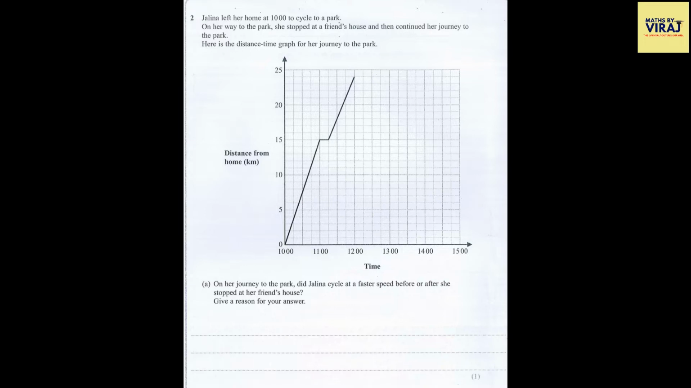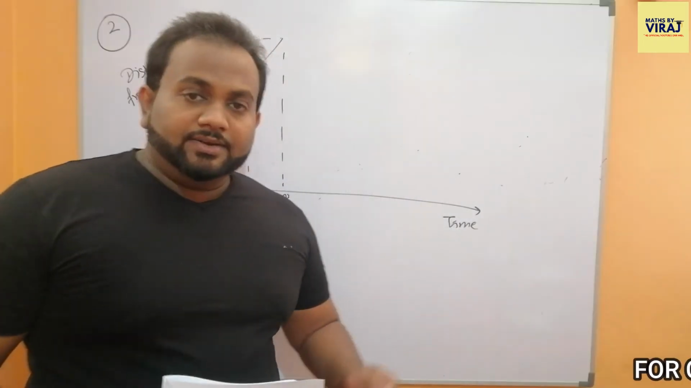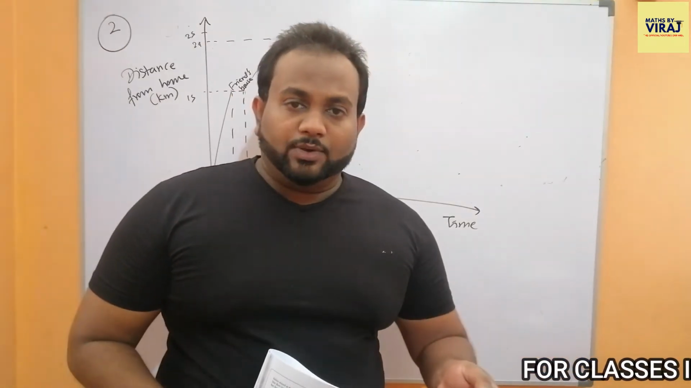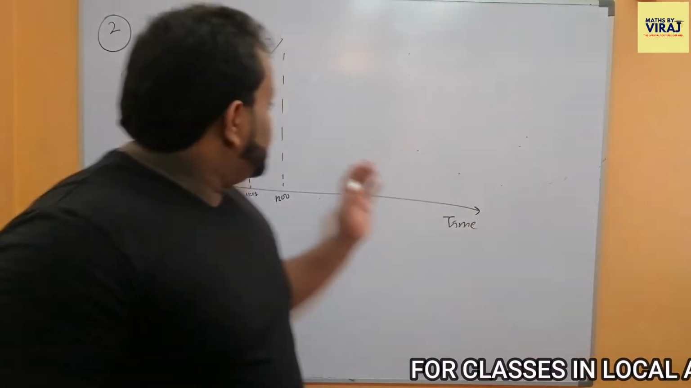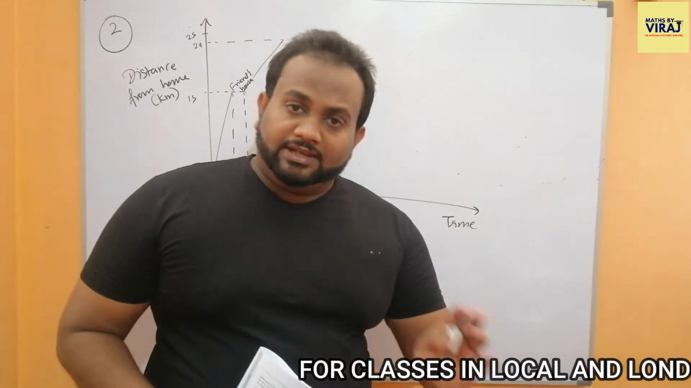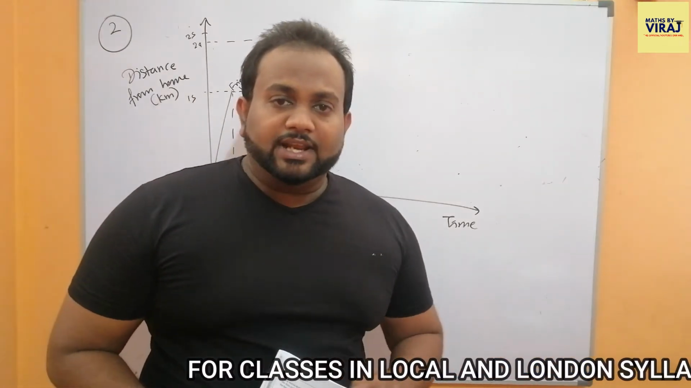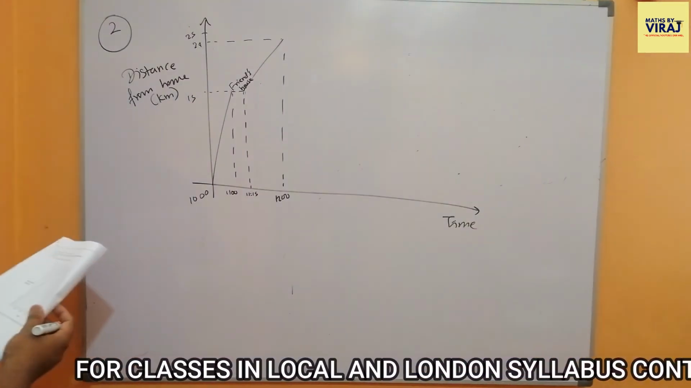So let's try to answer now. Part A, they have asked, on her journey to the park, did Jalina cycle at a faster speed before or after she stopped at her friend's house? Give a reason for your answer. Children, the diagram is not accurate, but the data is noted down, and that will be enough for us to understand and do the calculation.